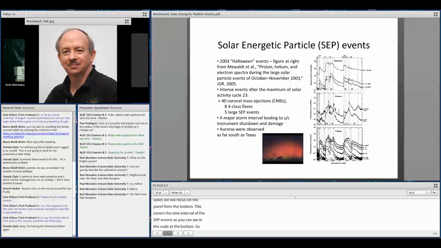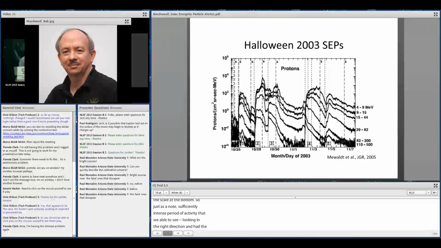So just as a note, this was a sufficiently intense period of activity that they were able to see, if they looked in the right direction and had the dark sky, aurora from Houston.